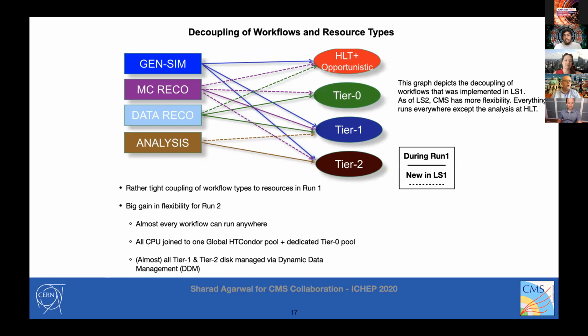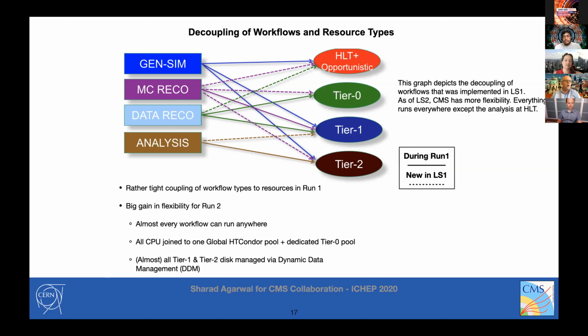For the decoupling of workflows, which we achieved with the help of remote data access during LS1, earlier these particular types of data used to run only at a particular site, but with remote data access being available during LS1, we were able to run different data tiers at different sites. You can see that the dotted line shows how we were able to integrate this connectivity in LS1.